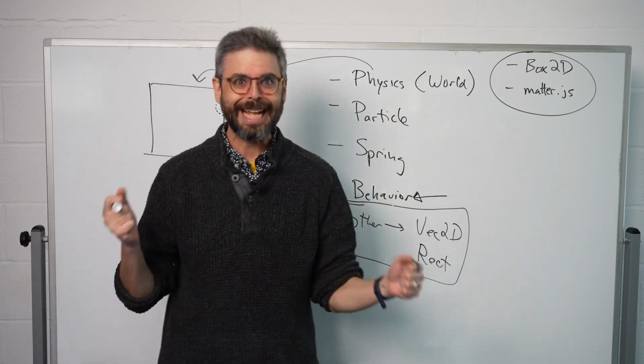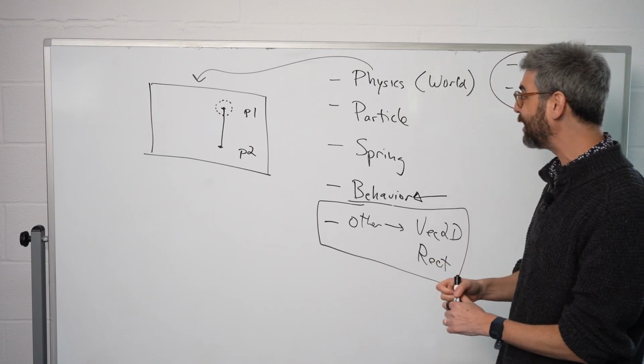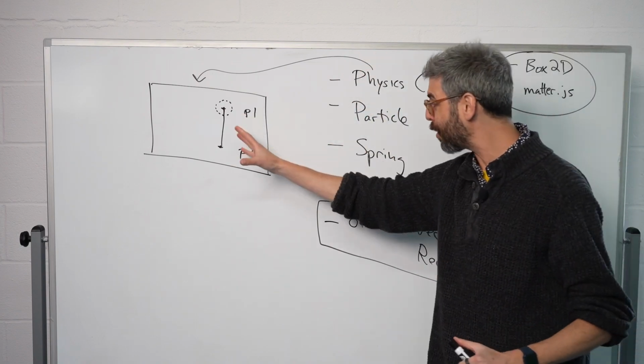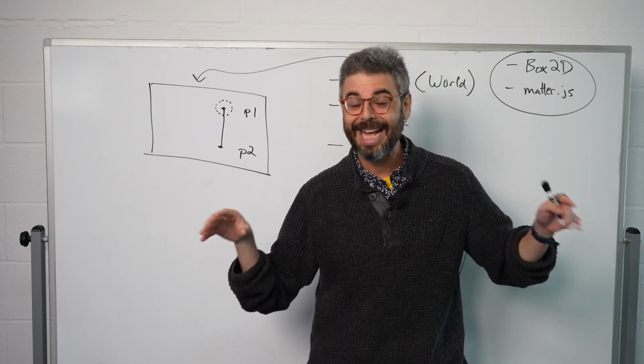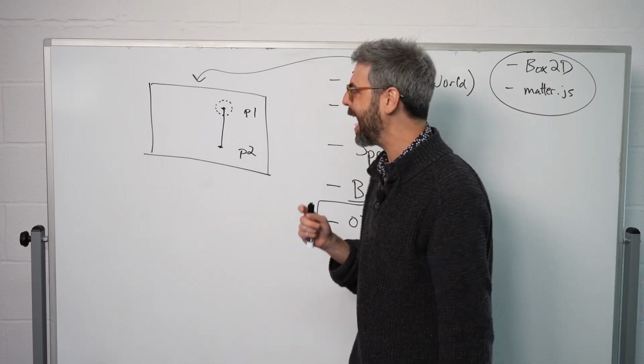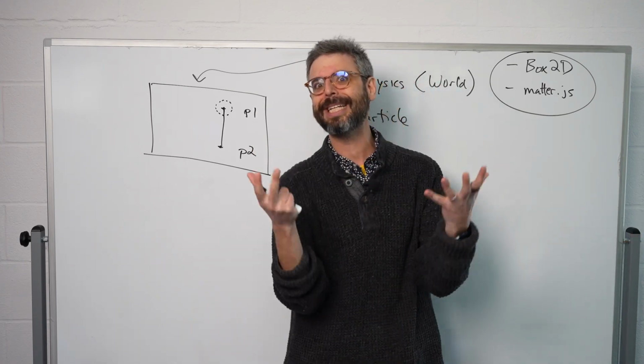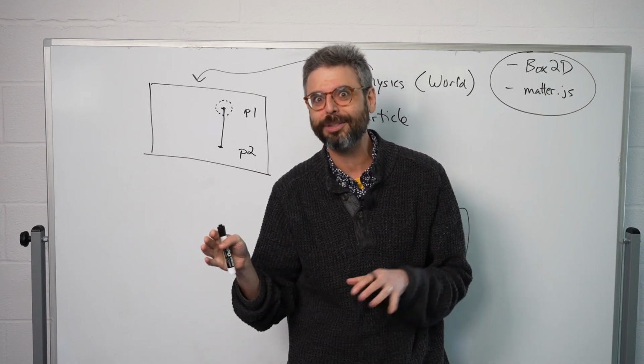All right, let's dive in and see if we can create a sketch that has a physics world, 2 particles, and 1 spring that connects them, and maybe a gravity behavior. That I think we could do pretty quickly and easily, and then we'll move on to seeing if we can build an entire character out of particles and springs.